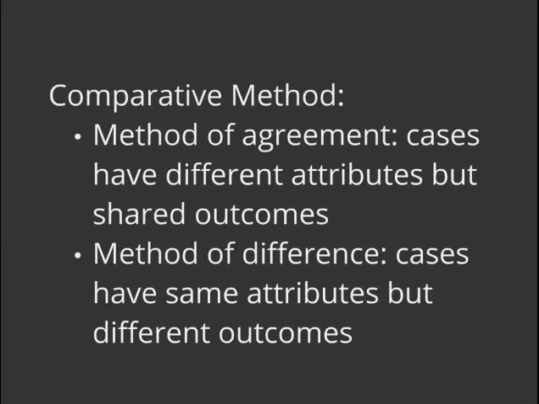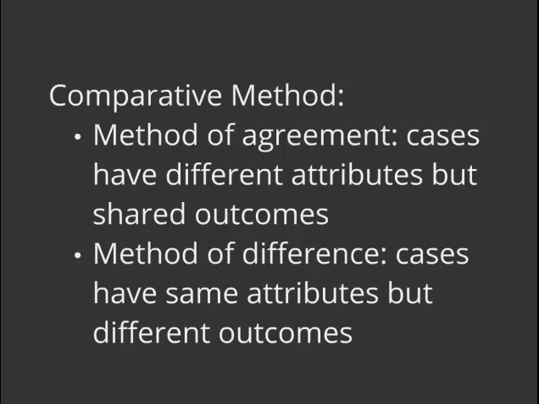And finally, one favored method in comparative politics is the comparative method. So this is a pair of approaches, really, that we got from John Stuart Mill, and that compare cases in different ways to try and approximate laboratory control. So the first is the method of agreement. And here we'll test our theory by looking at cases that have different attributes but have the same outcome.